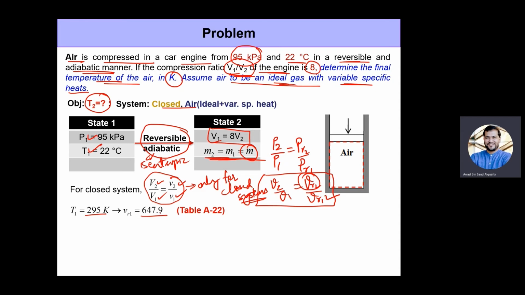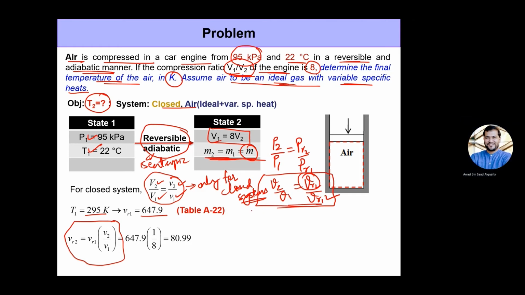So now we make use of the relationship between specific volumes and relative specific volume ratios for an ideal gas undergoing an isentropic process with variable specific heat, which is exactly this equation right here, which I wrote. Now the ratio V2 by V1 is already given. That's 1 by 8. VR1 we determined 647.9. So VR2 would be 80.99.